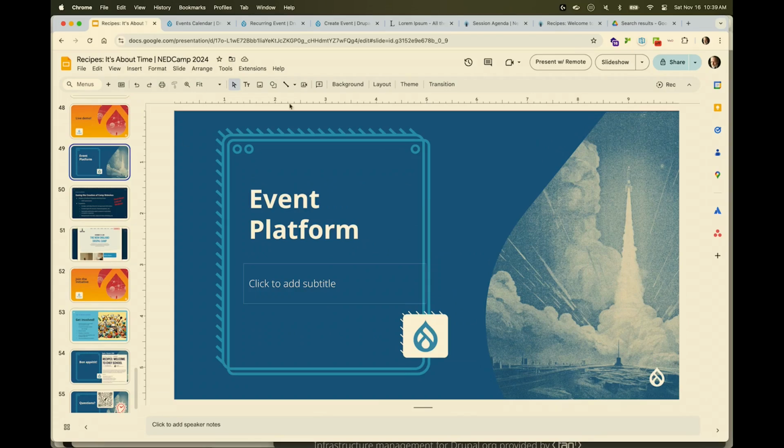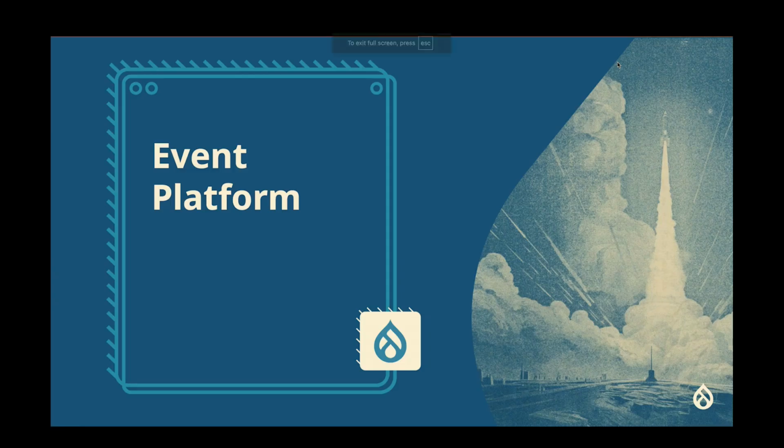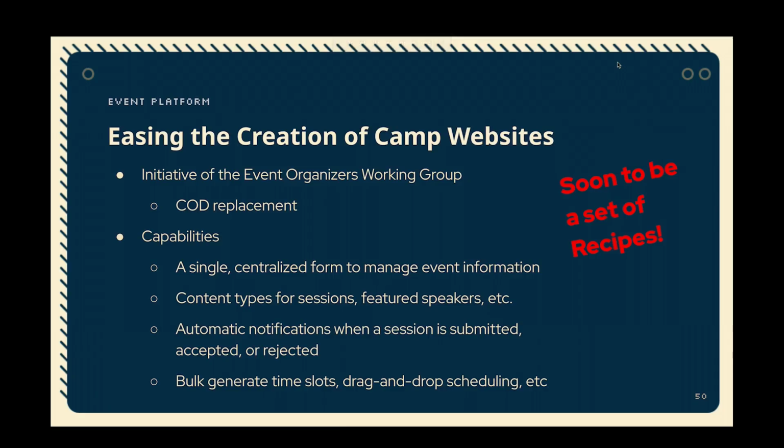Last thing I wanted to touch on very quickly is something called the event platform. I'll explain the relevance when we get there in a sec. The whole idea of the event platform is it's meant to be a replacement for what used to be called the camp organizers distribution. It provided a really rich set of capabilities for people wanting to set up a website for some kind of Drupal camp. But the event organizers working group started this initiative to modernize it because it had never made the jump from Drupal 7.